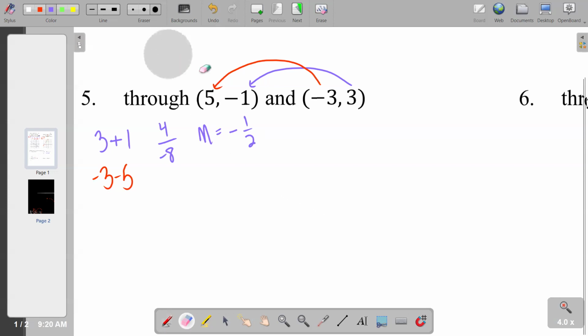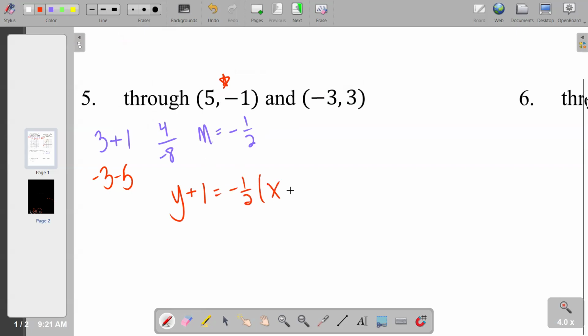You have choices. One person might choose to use this point. Okay. And if they do, then their answer is going to be y minus -1 equals the slope times x minus 5. And then someone else might elect to use the second point. And their answer is going to be y minus 3 equals -1/2 of x minus -3.